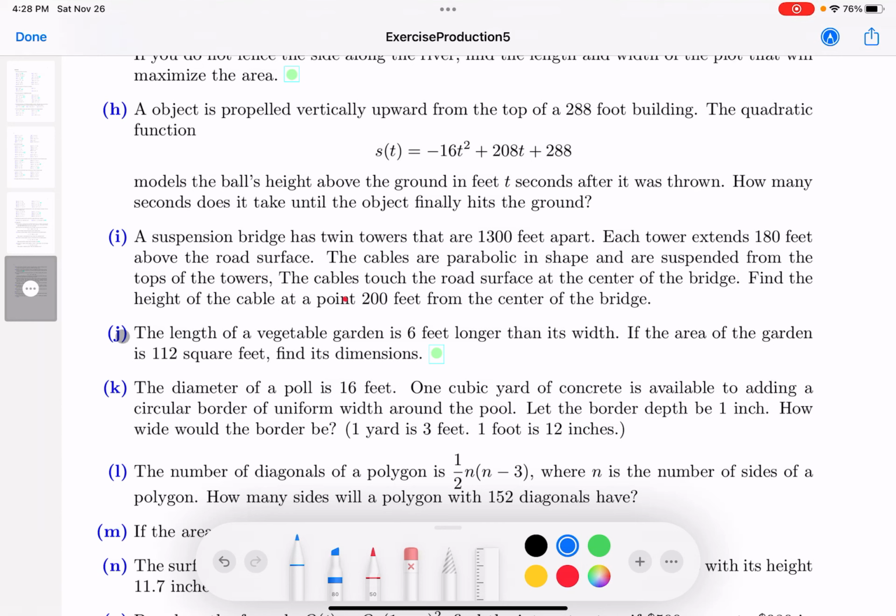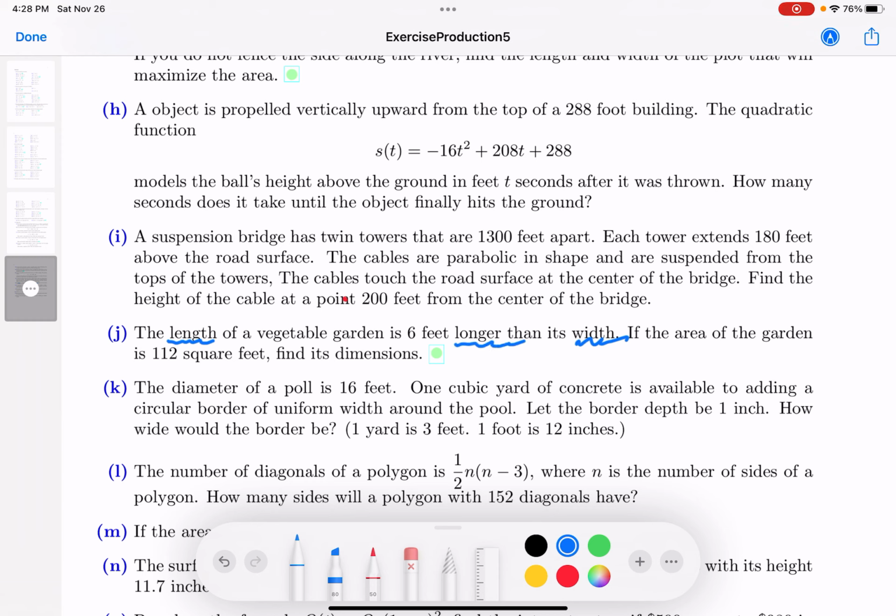In this video clip, we will work on question J. The question says that the length of a vegetable garden is 6 feet longer than its width. If the area of the garden is 112 square feet, find its dimensions. So here we have a length and we have a width.